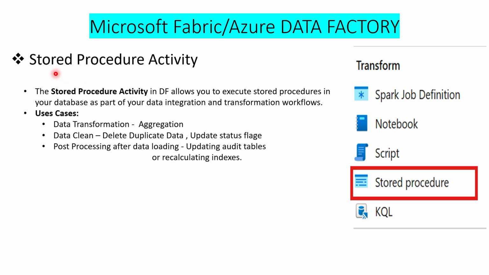Now let's get started. A stored procedure activity in Data Factory allows you to execute a stored procedure in your database as part of your data integration and transformation workflow. Use cases of a stored procedure in Data Factory: it is used for data transformation like aggregation of data. You cannot do aggregation using a script task, so you can use a stored procedure activity. You can also use it for data cleaning, like deleting duplicate data and updating a status flag.